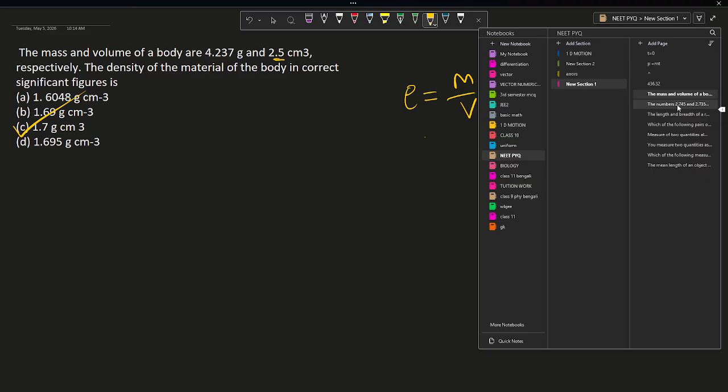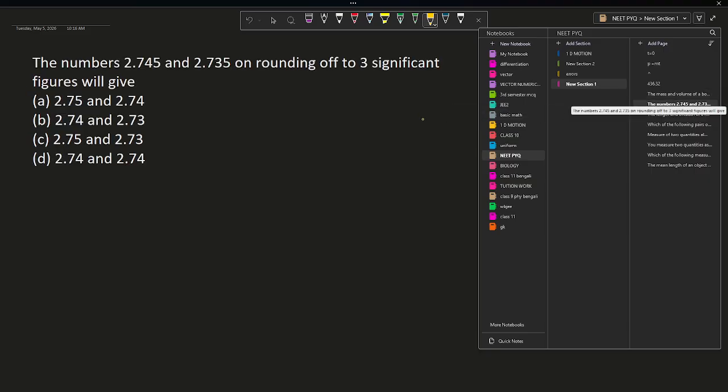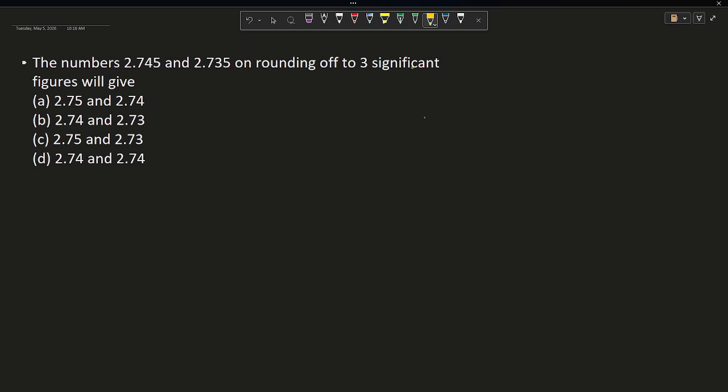Next one, the numbers on rounding up to 3 significant figures will give. The first number is 2.745. Now check this digit. If the last digit is 5, then you have to check the rule of even or odd. Look at the number before this digit 5. It is even. If the digit is even, then it will remain unchanged.